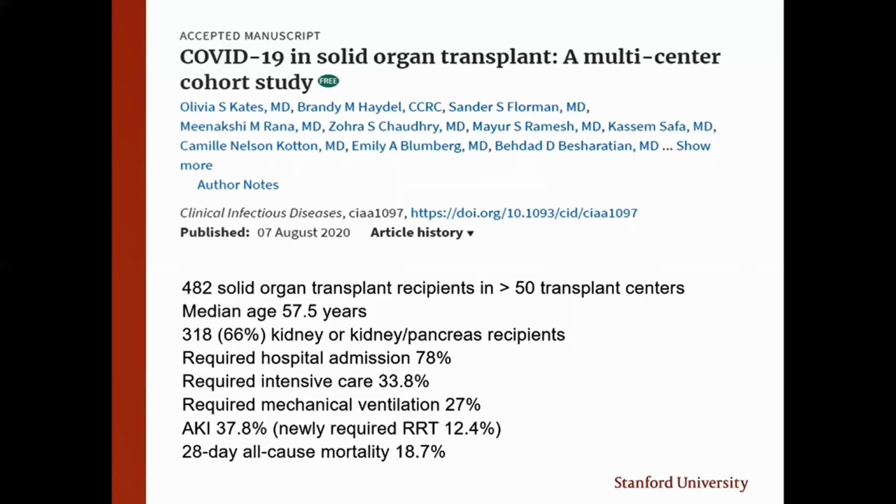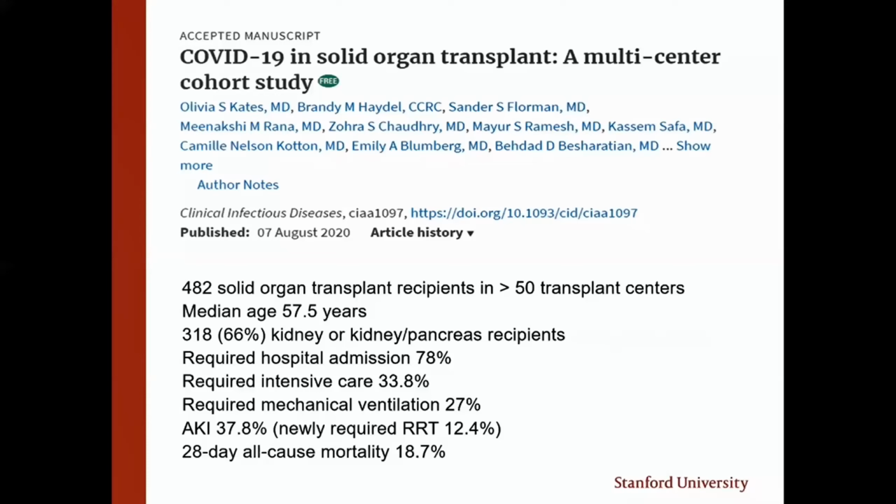Most of the centers were in the United States, with a few centers coming from Europe. The median age of individuals in the registry is 57 and a half years. 66% were kidney or kidney-pancreas recipients. 78% required hospital admission. 33.8% required ICU care.